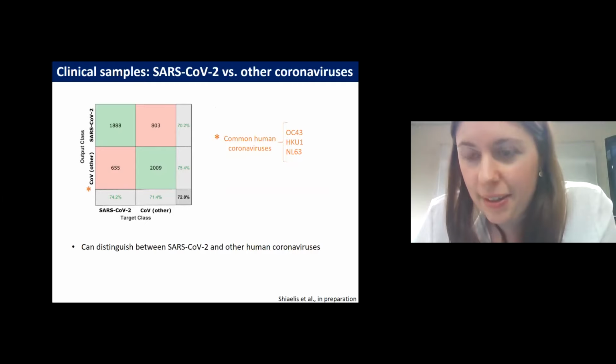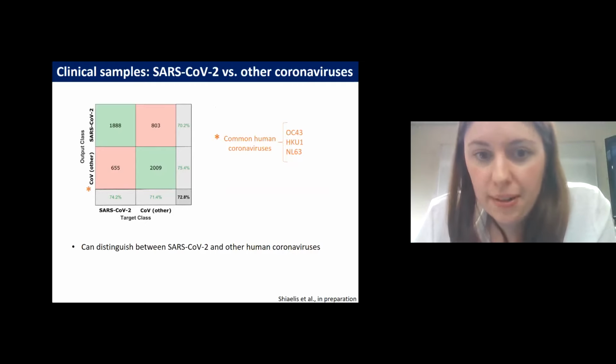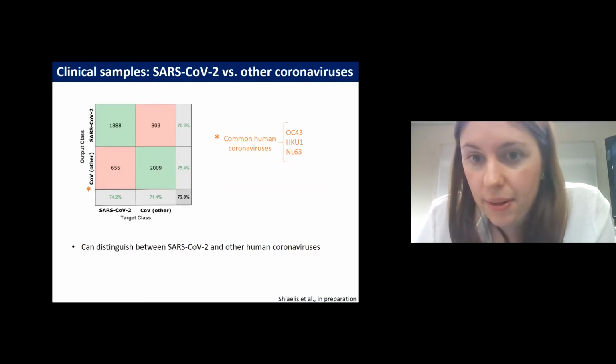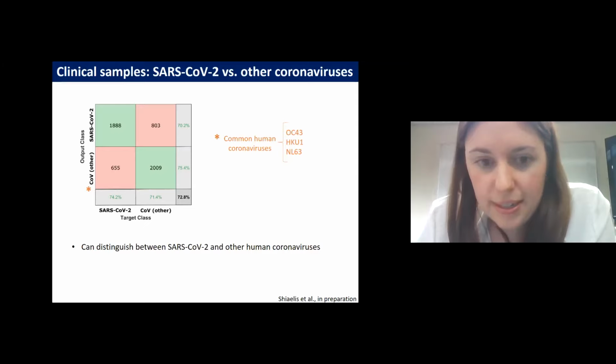One of the exciting things that we could do is we can also distinguish quite reliably between SARS-CoV-2 virus and the other common human coronaviruses, which again is really important from an immunity point of view, if there's cross immunity between different strains, and also from a testing point of view, so you can tell exactly which virus a patient is ill with.